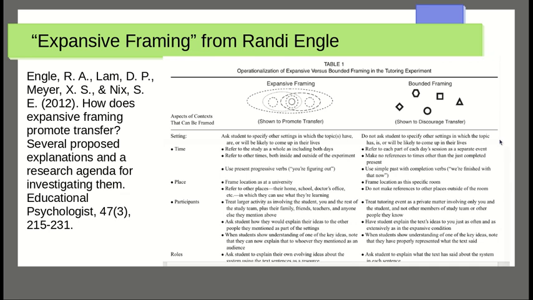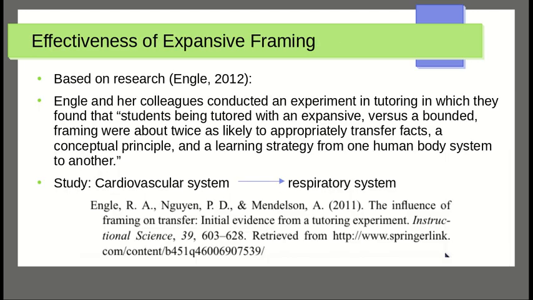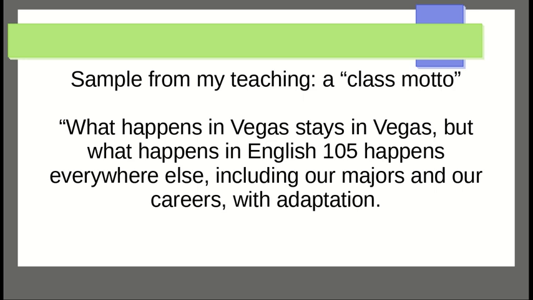Some of the things that I think of when I think of bounded framing are, if you want to get a good grade on such and such a paper in this writing course, then we need to do this, that, or the other. That seems very bounded to me. Whereas expansive is about learning tools, and then how do we apply them to this, and then how do we adapt them to some other context that you're working in. So, just a couple of samples from my class.